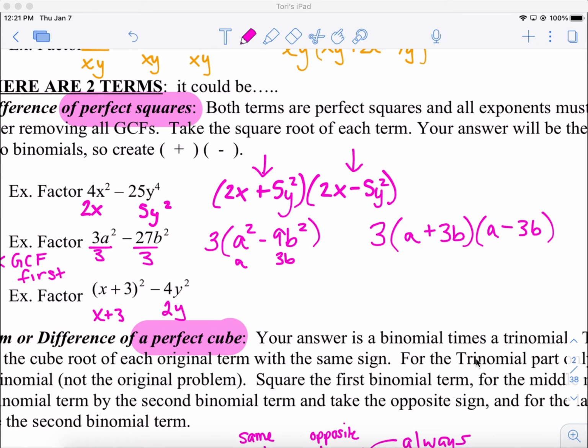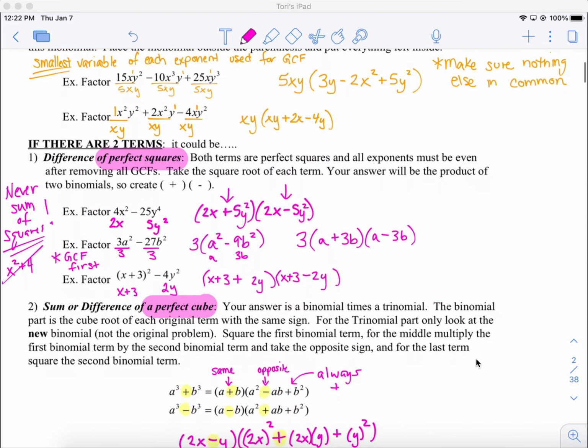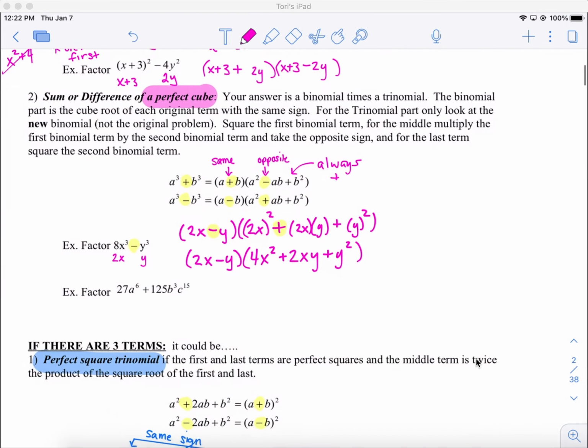So if I was going to write this, I would have my 2 big parentheses. I would have an x plus 3 and a 2y, an x plus 3 and a 2y, and you don't really need the parentheses around the x plus 3. It can stand alone. And I would do it once with a plus sign, once with a minus sign. That keeps you from having to FOIL it out, combine like terms, regroup it. This would be the exact same thing. Okay? All right, let's move on to sum or difference of perfect cubes.